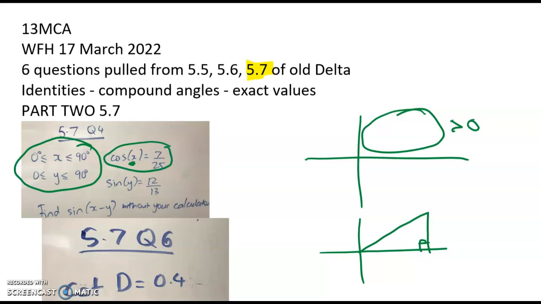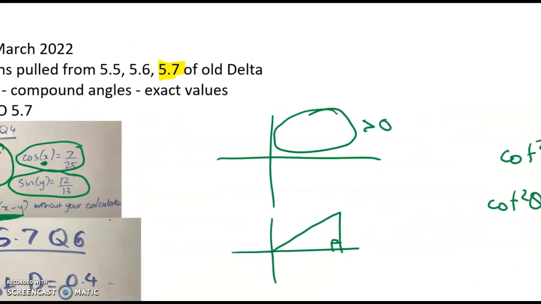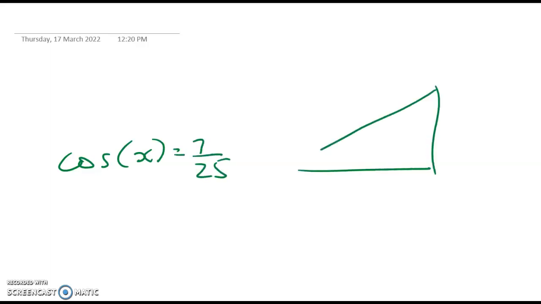So this first question is kind of a classic example. We're given cos of x is 7 over 25, and we're given sine of y is 12 over 13. And we have to find sine of x minus y without using a calculator. So if we just go to a new page and draw out what we've got, cosine of x is 7 over 25. So let's draw a dinky little triangle and put on a 7 and put on a 25.